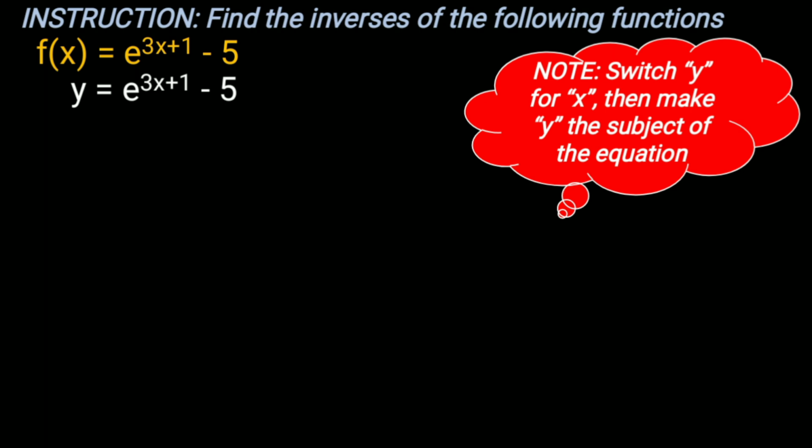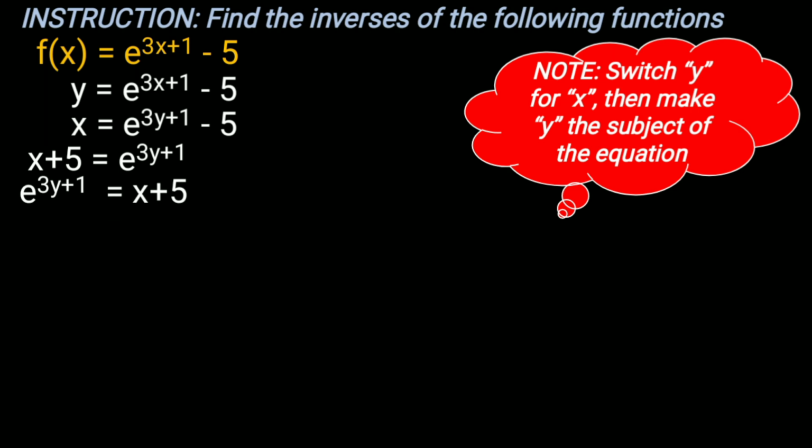So we want to switch y for x here, and that becomes x equals e raised to the power of (3y plus 1), minus 5. Then we've got to move minus 5 to the other side of the equality sign, and that becomes x plus 5 equals e raised to the power of (3y plus 1). And then here we have e raised to the power of (3y plus 1) equals x plus 5. It's still the same thing, but just like I explained in the previous solution, it is more convenient to write it this way to make y the subject of your equation.